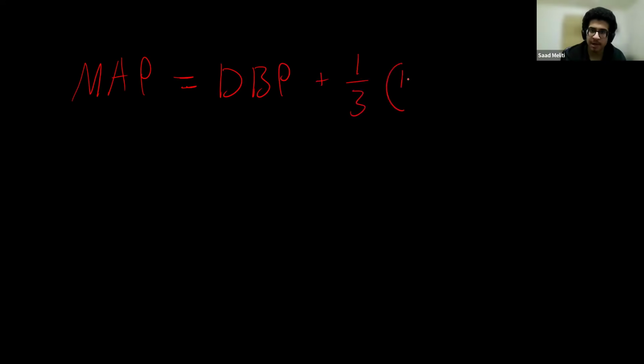So the mean arterial pressure, like we said, is equal to diastolic blood pressure plus 1/3 of the pulse pressure. Pulse pressure is systolic minus diastolic.